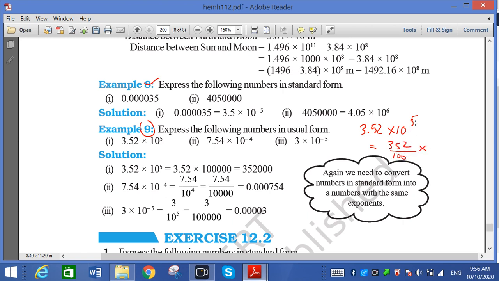And how many zeros are there? 1, 2, 3, 4 and 5. So 2 zeros we can easily cut. So how many zeros remaining? That is 3, 5, 2 and 1, 2 and 3 zeros. So here they are describing 3.52 into 10 the power 5. So the answer is 352,000.